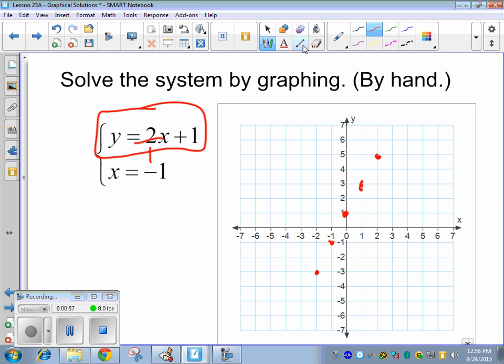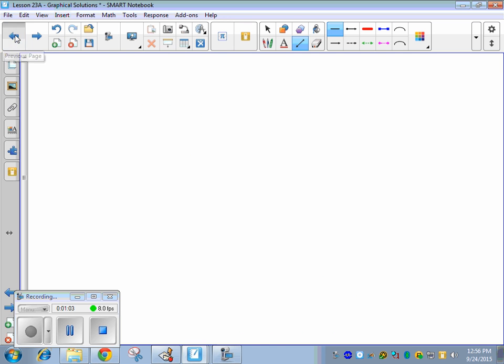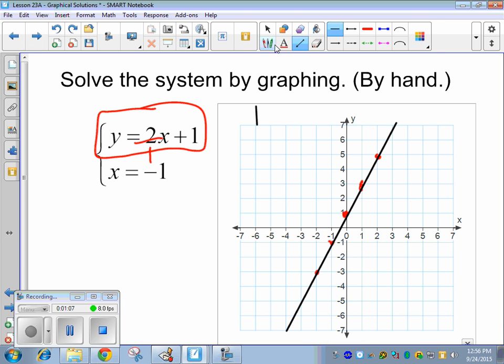Okay, and graph a line. You're going to want to make them straight on your notes. It's okay if you don't. So make them straight lines because we want to find exactly where they cross, okay?